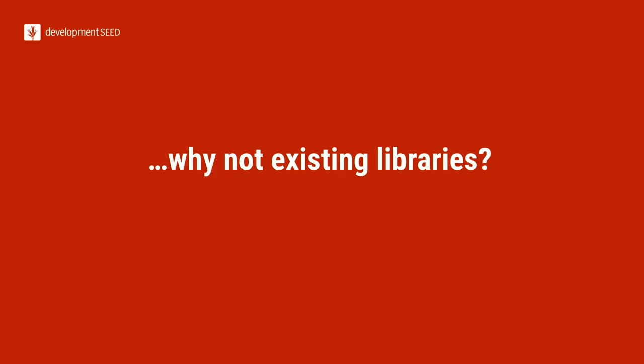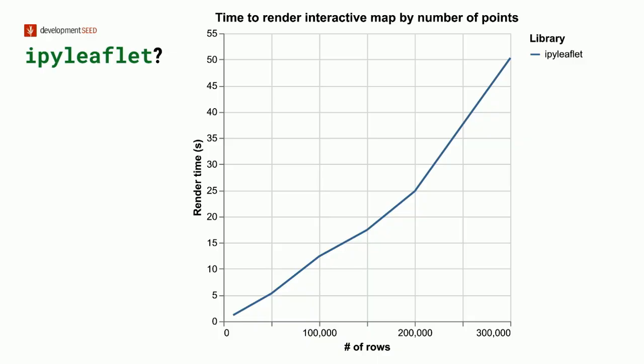So first, why did we create Lonboard? Why not use some existing libraries? Ipyleaflet is kind of the historical go-to library for interactive mapping in Python, where it uses the Leaflet JavaScript library and connects it to the Jupyter Notebook framework. Here, rendering 300,000 points takes almost a minute.